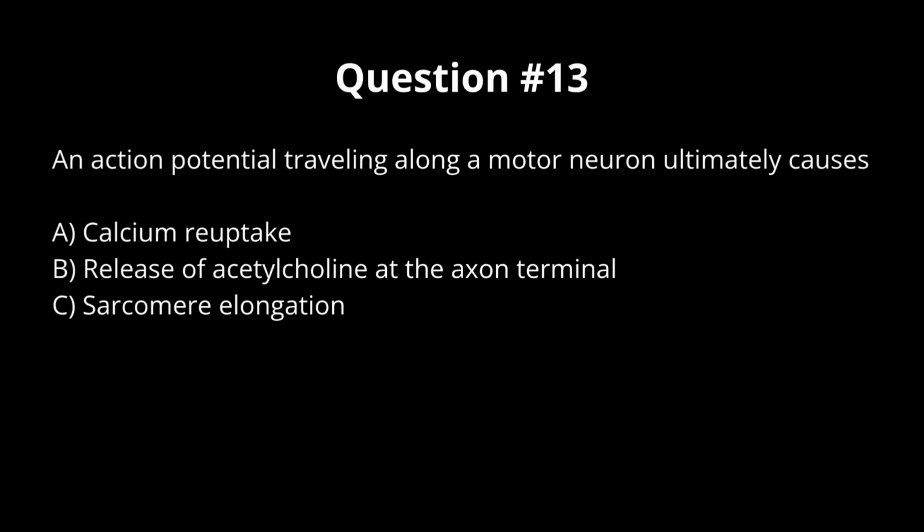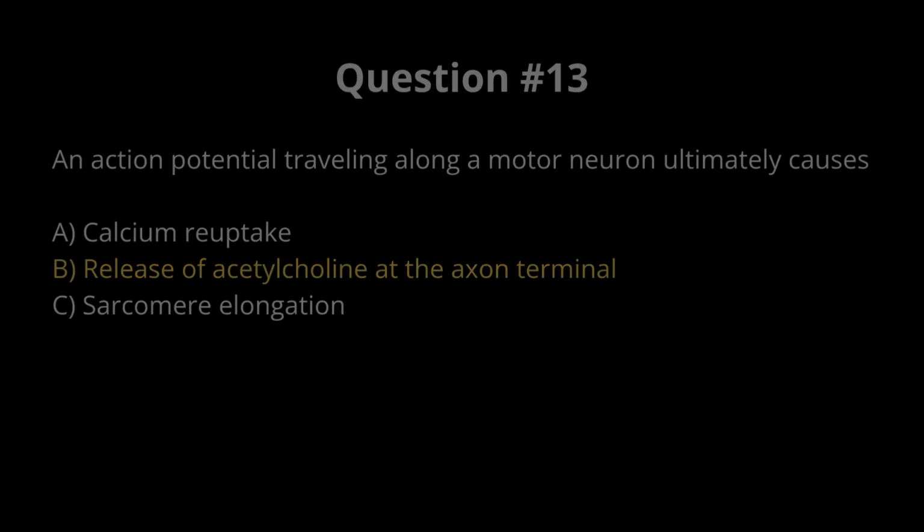Question number 13. An action potential traveling along a motor neuron ultimately causes A. Calcium reuptake, B. Release of acetylcholine at the axon terminal, C. Sarcomere elongation. The correct answer is B. An action potential traveling along a motor neuron ultimately causes release of acetylcholine at the axon terminal.